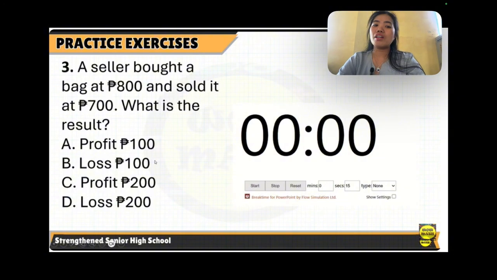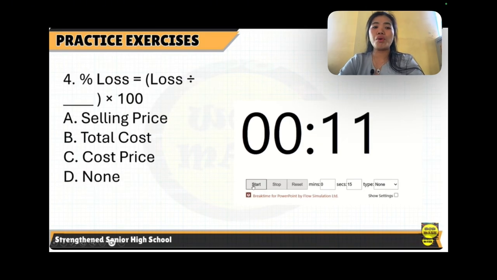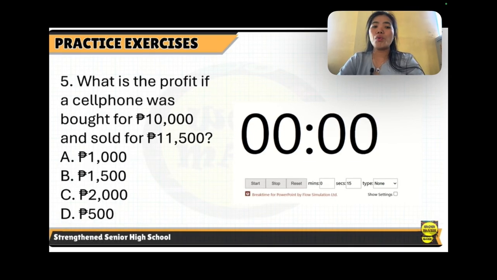Number 3, a seller bought a bag at 800 pesos and sold it at 700 pesos. What is the result? A, profit 100 pesos, B, loss 100 pesos, C, profit 200 pesos, and D, loss 200 pesos. And number 4, rate of loss is equal to loss divided by blank times 100. Is it A, selling price, B, total cost, C, cost price, and D, none? Okay, number 5, last number. What is the profit if a cell phone was bought for 10,000 pesos and sold for 11,500 pesos? A, 1,000 pesos, B, 1,500 pesos, C, 2,000 pesos, and D, 500 pesos.